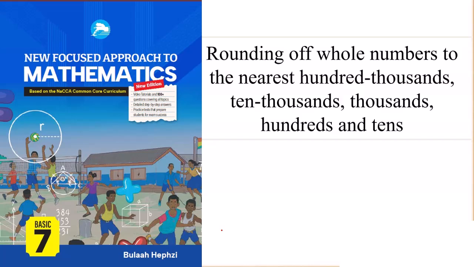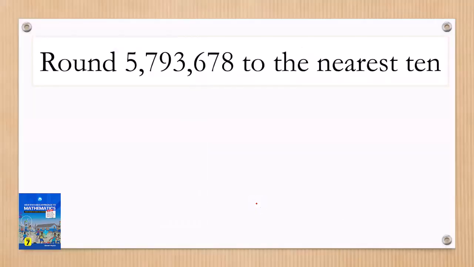This is the revised edition, and in this video we want to look at rounding numbers to the nearest 100,000, 10,000s, thousands, hundreds, and tens. This time around we are focusing on just rounding off numbers, so it can go down or go up, but it must always go up on certain conditions and come down on certain conditions. So let's go ahead and look at a few examples.